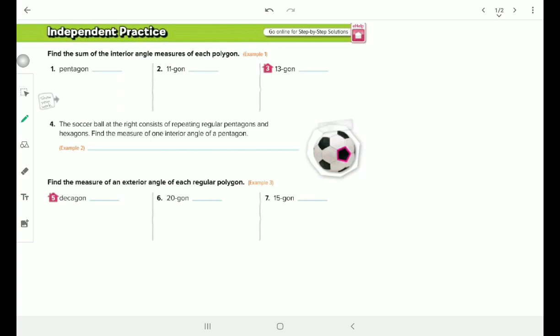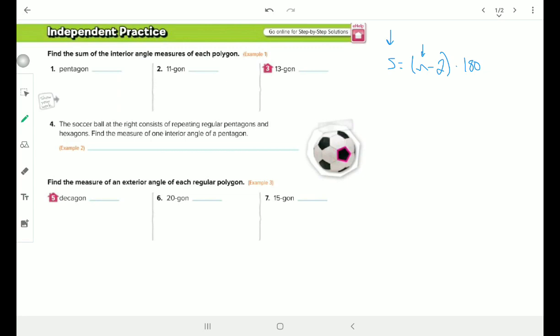In order to do numbers 1 through 4, we need to know a basic formula. And the formula is this: S equals n minus 2 times 180. Now, this means that the sum of all the angles inside, that's what S is, equals n, which is my number of sides, minus 2 times 180.